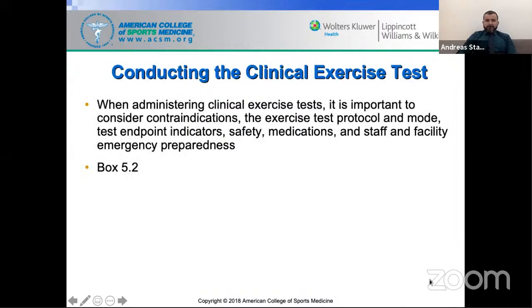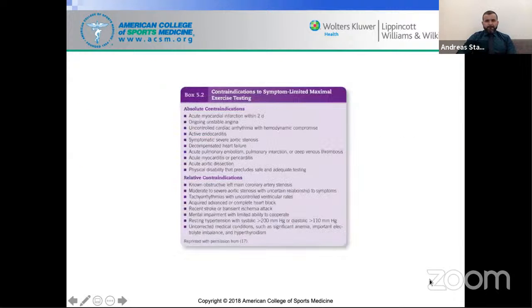Contraindications should be considered. We should know the test protocol. We should know the indicators to stop it, safety, medication, and all kinds of preparedness if something happens, right? So everybody needs to be educated and trained. I'm not going to go over those contraindications. We've been over them before. You should know all of them. I hope you remember that absolute are more severe than relative. Okay.